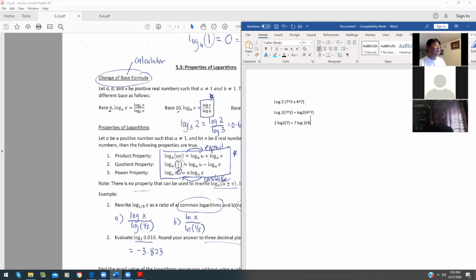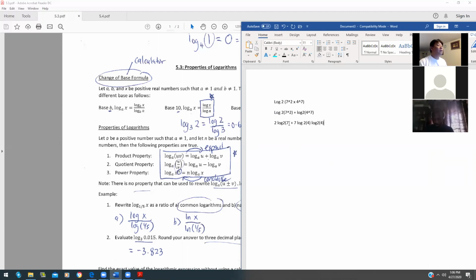So what I did here is the powers that I have, the 2 and the 7, I brought them to the front. That is your power rule. And this is not your final answer yet, because we can reduce log base 2 of 4.